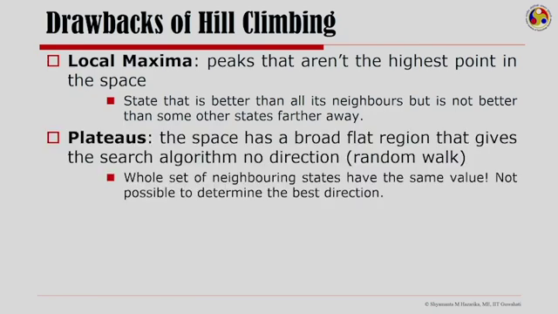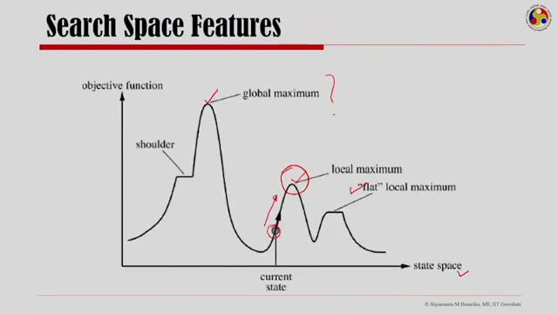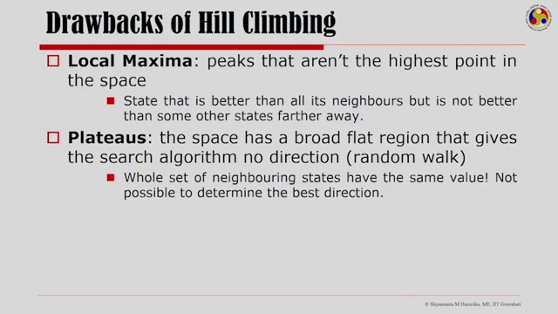Plateaus are spaces that have a broad flat region that gives the search algorithm no direction. The whole set of neighboring states have the same value, so it is not possible to determine the best direction. If you go back and look at that slide, here was a completely flat region, and here was another flat region. Now if I am somewhere here, I do not know which side to go to when I am on a flat region like this. So this is another drawback.